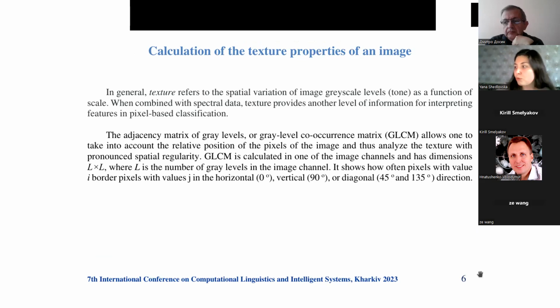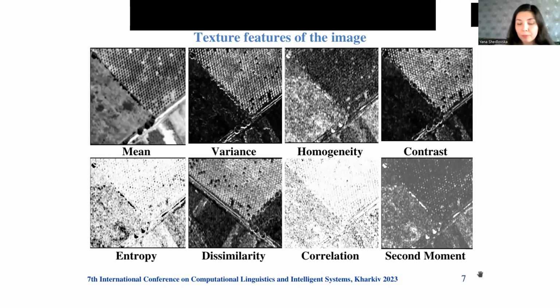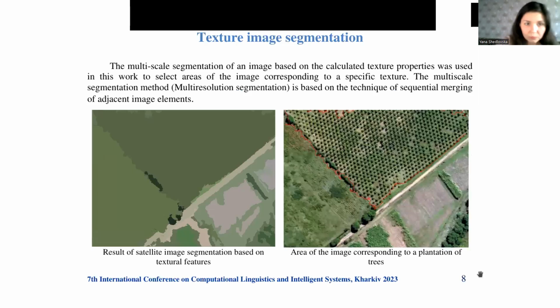On the basis of high-level co-occurrence matrices computation, we obtained several different textural features, and to determine the uniform areas of the image that correspond to texture, we performed image segmentation over calculated texture features.